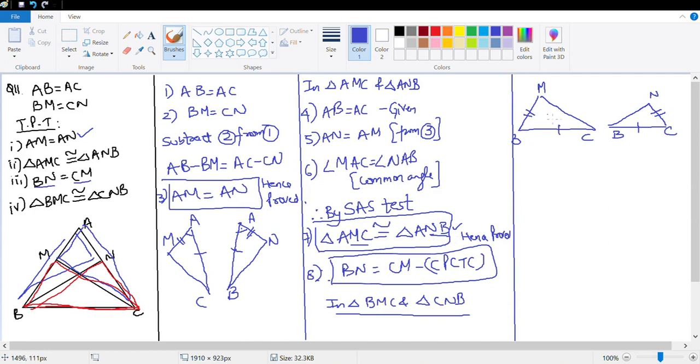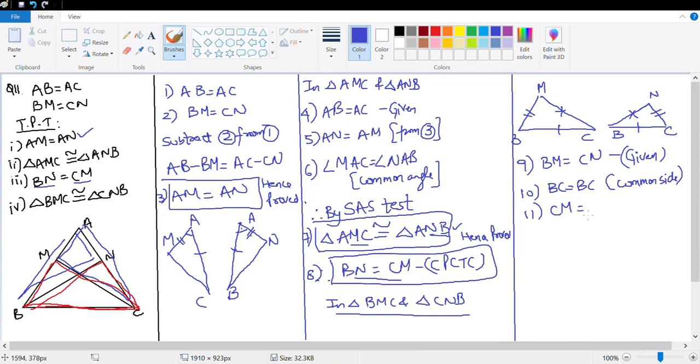Yes, MC is equal to BN because we've just proven them equal. I've got my answers. Side test. Let's start writing this down. Number 9. BM is equal to CN. Where did we get BM equal to CN? This is given. Next, BC is equal to BC, common side, and then the last one is CM is equal to BN from 8.